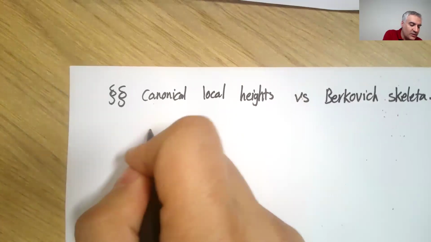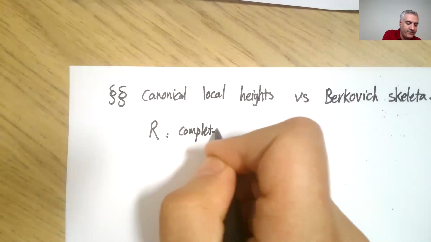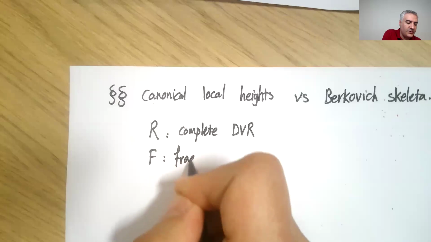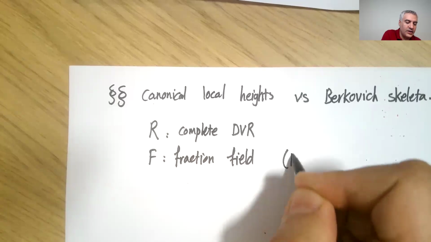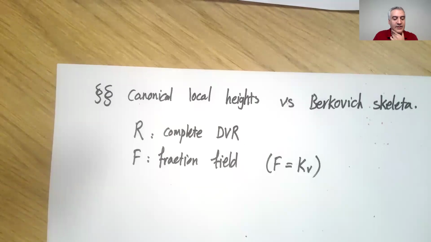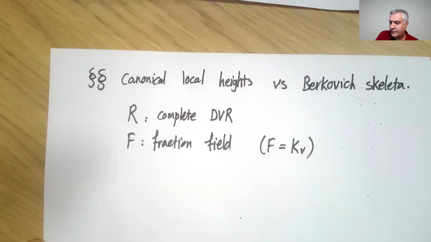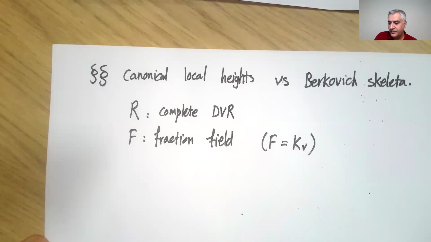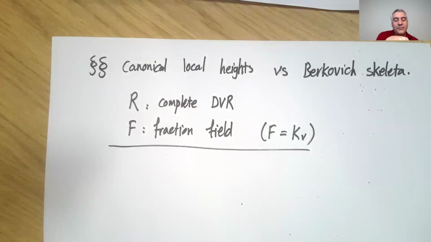Okay, just to set notation, I'm going to have R, which is a complete DVR, and F is the fraction field. For the purpose of this talk, you should think of the completion of your number field at the place V. So this is like the p-adic numbers if you start with Q. Okay, so I have already fixed the place.